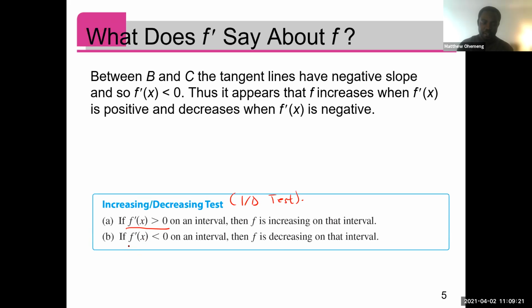On the other hand, if the first derivative is negative on an interval, then the original function f is decreasing on that interval. And that's just that. That's the increasing or decreasing test. So the first derivative gives us information about whether the function is increasing or decreasing. Please, any questions on this?